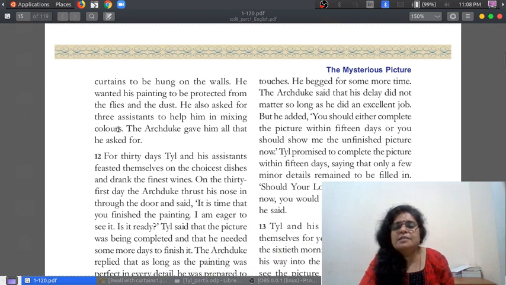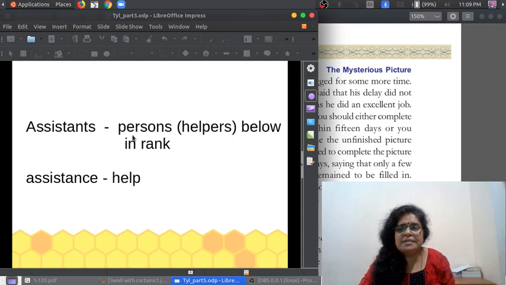He also asked for three assistants to help him in mixing the colors. Till also asked for three assistants. What do you mean by assistants? Helpers. Assistants means helpers. And listen here. Assistants means helpers below in rank. And here is another word, assistance, that is help. Look at the difference in spelling. This is TS and this is CE. Assistants means helpers, and assistance means help. Okay. Yes.